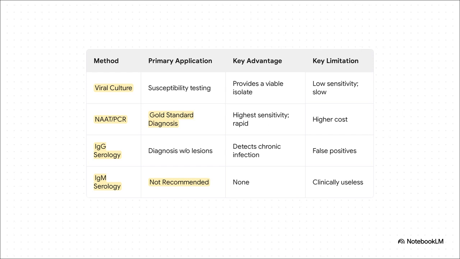The main takeaway is this. NAT is king for diagnosis, no question. But, and this is a big but, viral culture still has one absolutely critical job, providing us with a live isolate for susceptibility testing. And I want to draw your attention to that bottom row, because this is a message we need to hammer home. IgM serology, it is not type-specific.